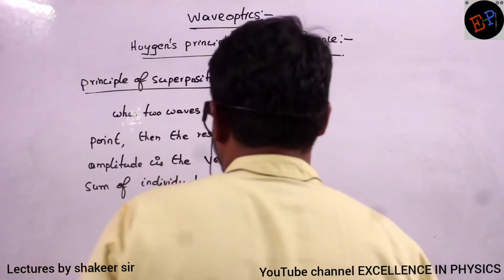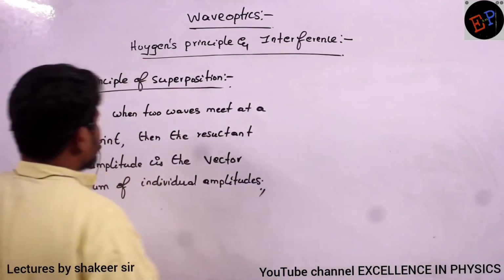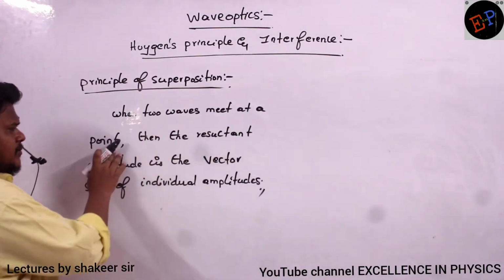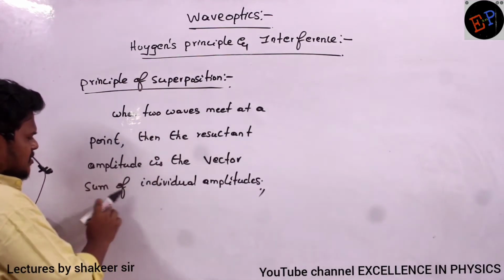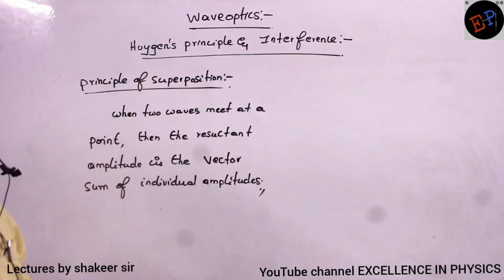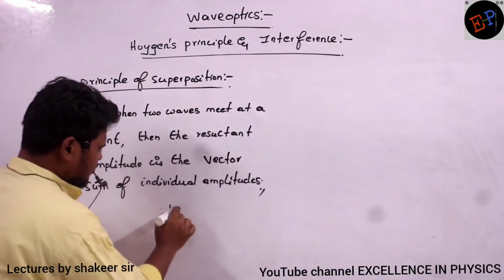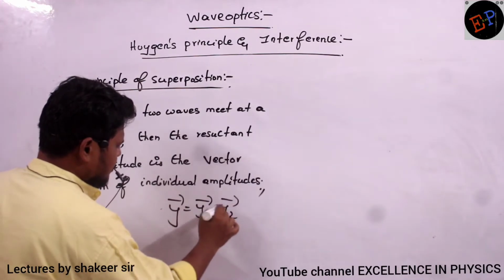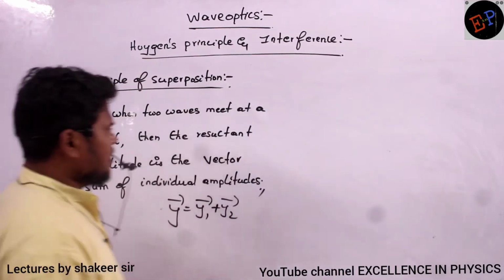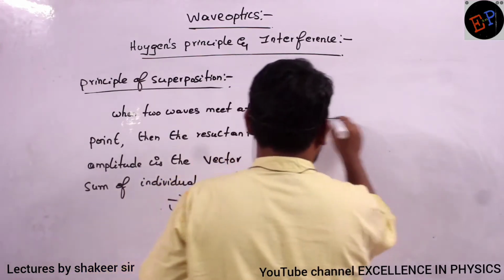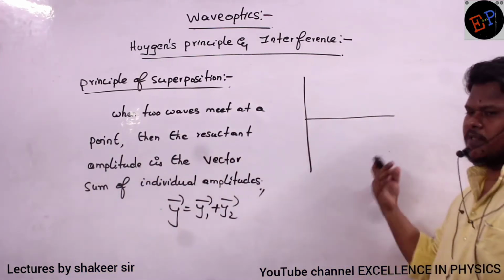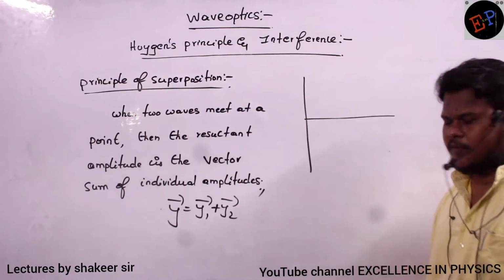So the principle of superposition says that when two waves meet at a point, then the resultant amplitude is the vector sum of individual amplitudes. So I can write y dash is equal to y1 dash plus y2 dash. What is the meaning of this sigma? Consider two waves traveling in any direction, whether both waves are traveling in the same direction or opposite direction, whatever it may be.